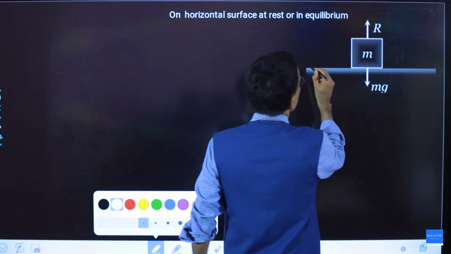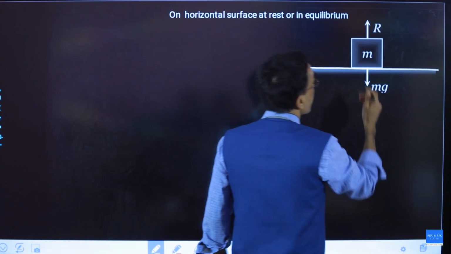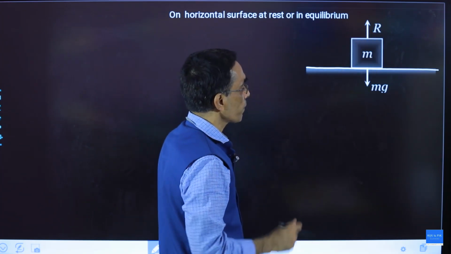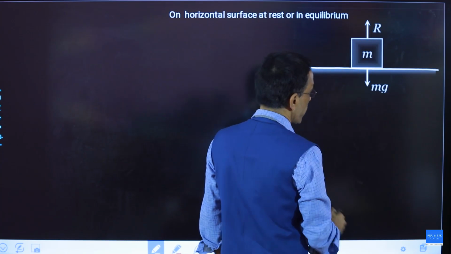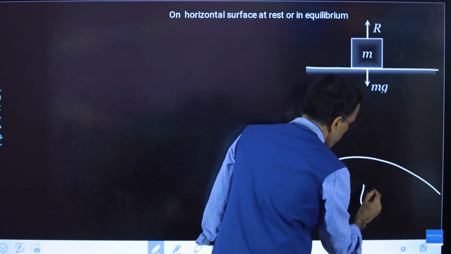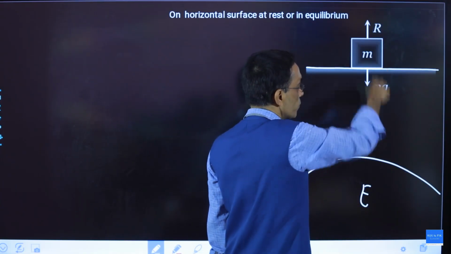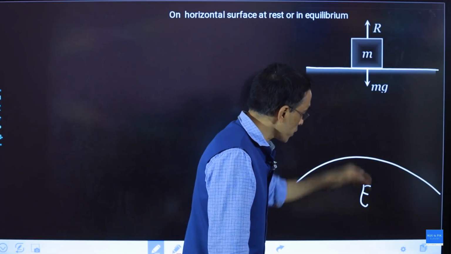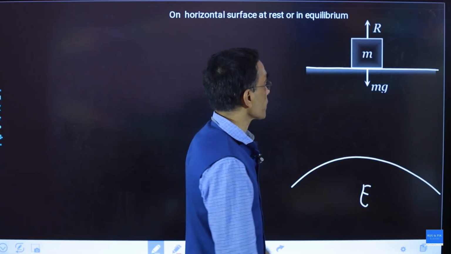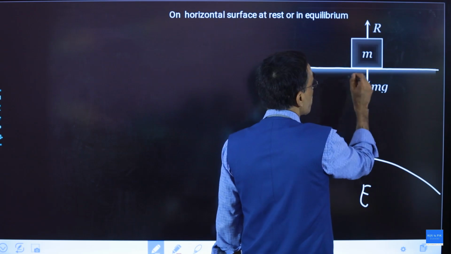There is a surface here and there is a body resting. Now we know that this body will be pulled by earth. There is earth here, earth will pull it downward. So mg is a force acting on the body. Mg will be the force acting on the body due to earth. It's pulling down. Now the body will press on the floor.